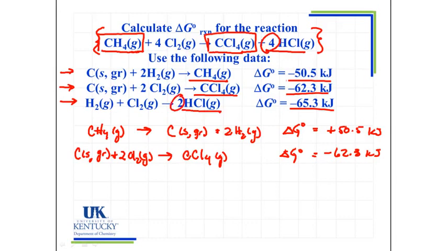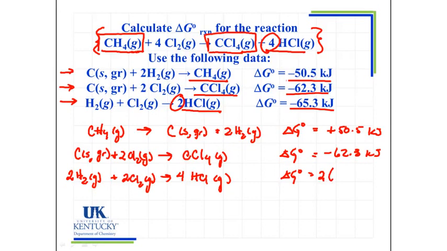So I'm going to double that equation. That's going to give me 2H2 plus 2Cl2 generating 4 HCl, and that will give me a delta G for this reaction 2 times the size of the delta G of the reaction that was up there. So it's 2 times the negative 65.3 kilojoules.